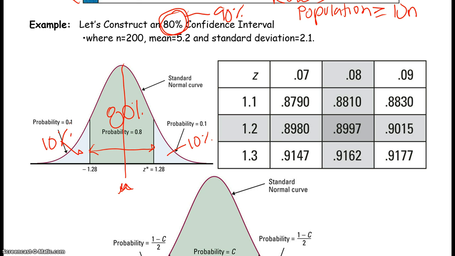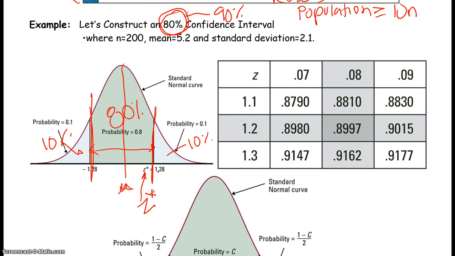So that means I need to find these z-scores right here. I need to find that z-score, and I need to find that z-score. Now it's going to be a mirror image, so if you find one, you can automatically know what the other one is. We call that value right there z star. So however many standard deviations you want to be away.